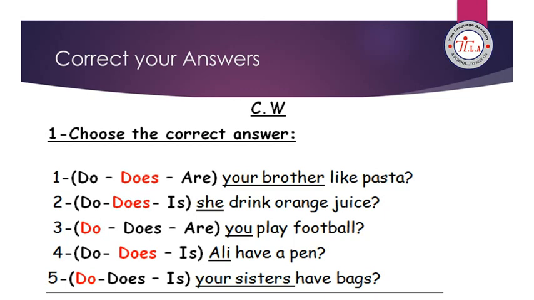Alright, four. Ali have a pen. Ali from the strong or weak? Weak. Do or does? Does. I can't choose is because I have here have infinitive, not having. Five. Your sisters. Plural noun. Strong or weak? Strong. Do or does? Do. That's it. If you finish these questions correct, draw a star for yourself.